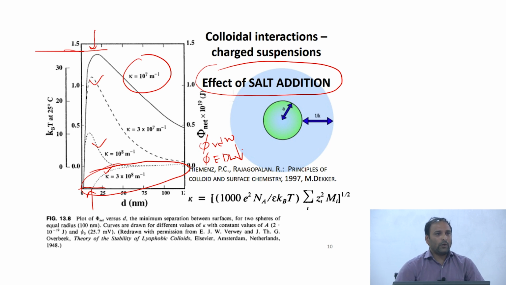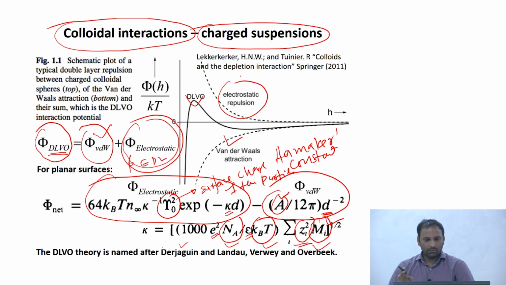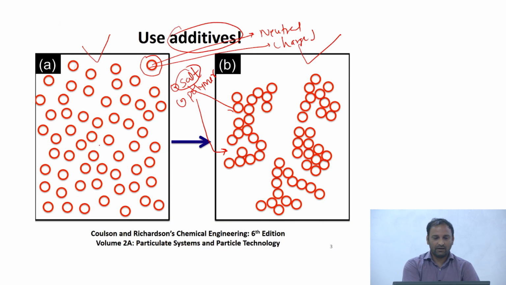So whenever you are working with particles that have charge, I can play with the material properties, or with additives such as salt, and manipulate the total interaction so that the overall interaction goes from purely repulsive, a case like this, to attractive, so that I induce the clustering of particles.